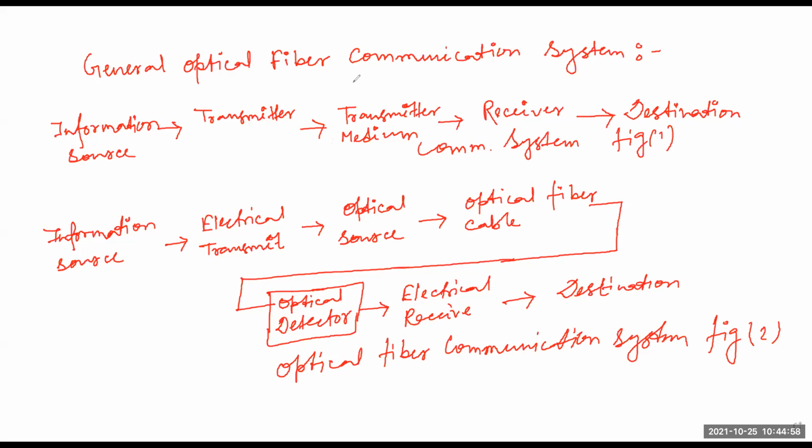One thing: the transmission medium can consist of a pair of wires, a coaxial cable, or a radio link through space, down which the signal is transmitted to the receiver, where it is transferred into the original electrical information signal before being passed to the destination.